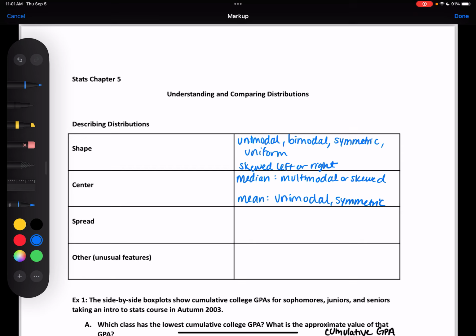What are our options for spread? Standard deviation and IQR. Yep, standard deviation and IQR. We use standard deviation if it's unimodal and symmetric. IQR is multimodal and skewed.